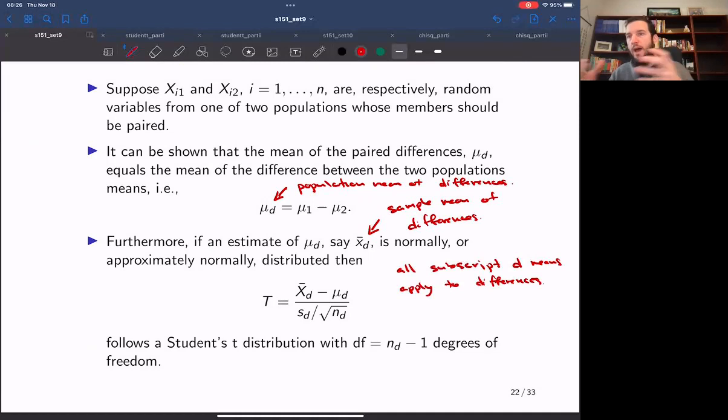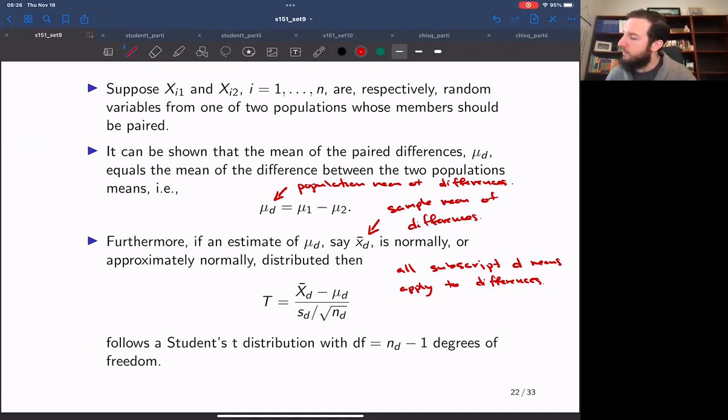So that would just mean you add all the differences together and divide by the number of differences. Little s subscript D is the standard deviation of the differences. So this would just be found by applying our standard deviation formula to the differences directly. And then obviously ND is the sample size of the differences, so the number of differences. So you just count how many observations you have.